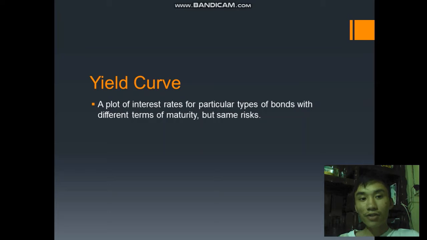Next, how do we describe the relationship between the bond yield and the maturity? It is through the yield curve. It is a plot of interest rates for particular types of bonds with different terms of maturity but the same risks.